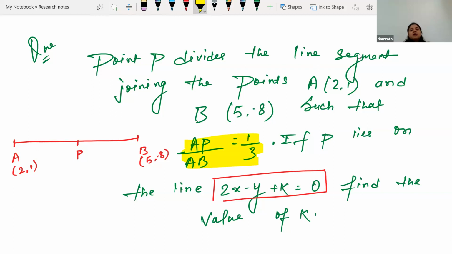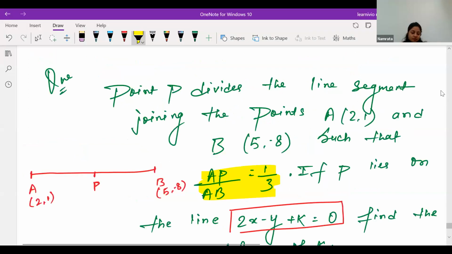Anyone first, let me know if you have any idea about this question, how to proceed, how to solve, please let me know, then we will be discussing it together. Any idea? Ma'am, we can use section formula. Obviously we will be using section formula, but before that please concentrate on the yellow part. Is it indicating anything?